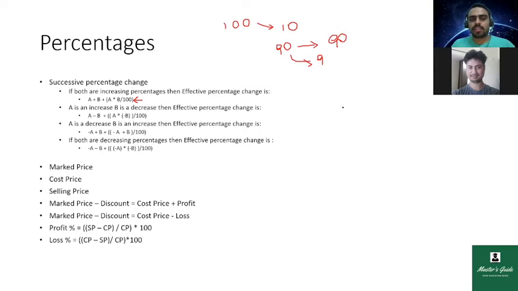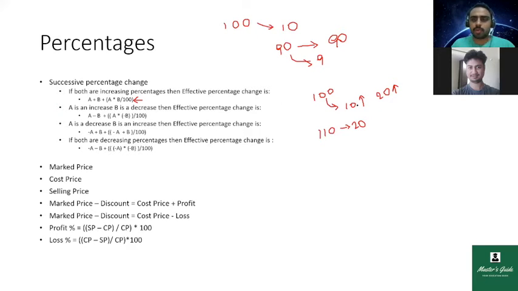So let's say you have a stock. The initial price of the stock is 100, and the stock increased by 10% initially, and then again it increased by 20%. So the effective change is not 30%, 10 plus 20. That is because initially 100 increased by 10%, and then you are getting 110, and then on 110 it is increasing by another 20%. So that's why it is not just 20 plus 10. You can use this formula.